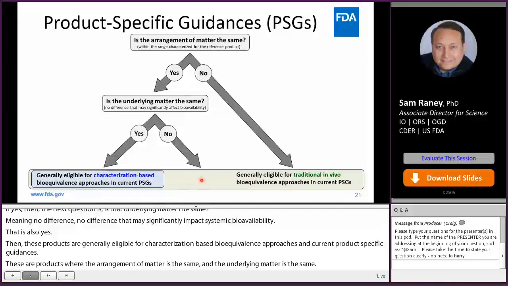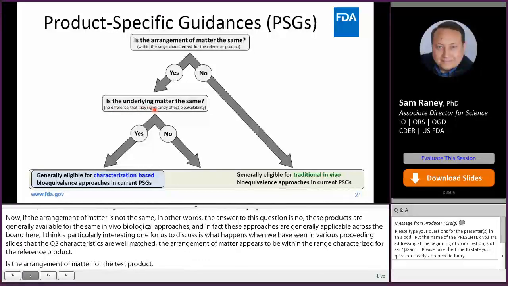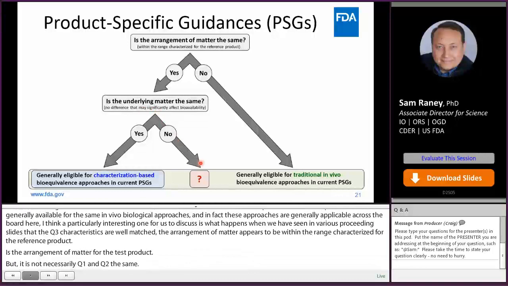But I think a particularly interesting one for us to discuss is what happens when, as we've seen in many of the illustrations in the preceding slides, the Q3 characteristics are well matched. The arrangement of matter appears to be within the range characterized for the reference product. This is the arrangement of matter for the test product. But it's not necessarily Q1 and Q2 the same. In fact, it may not meet the no difference standard. In that situation, what are the bioequivalence recommendations?